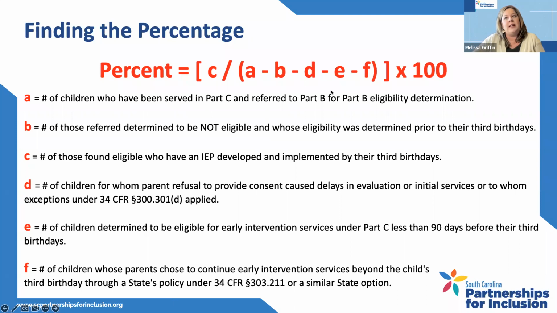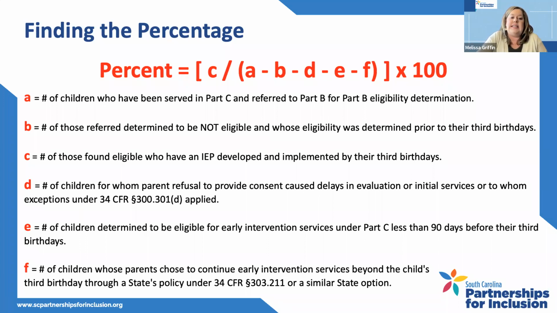And so if you look at this, here is your calculation or equation, and each letter is reflected here. So A is the number of children who've been served in Part C and referred for Part B eligibility determination. So all the kiddos, right? B is those who are referred but determined not to be eligible prior to their 3rd birthdays. So we're going to take them out of the equation. C is those who are found eligible who have an IEP developed and implemented by their 3rd birthday. Those are the kids that meet the requirement.